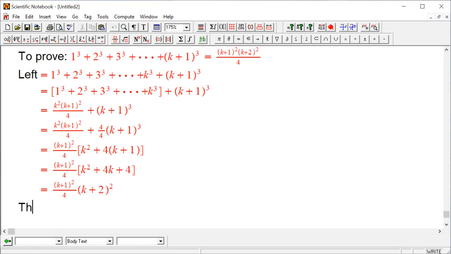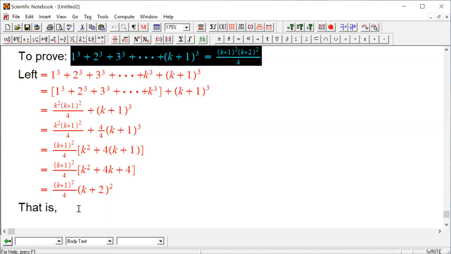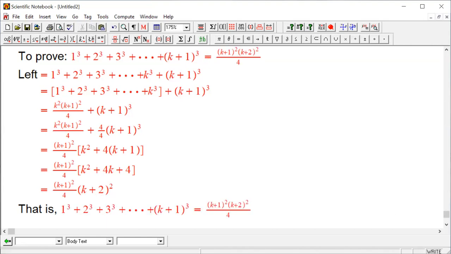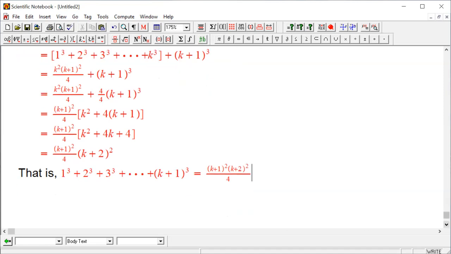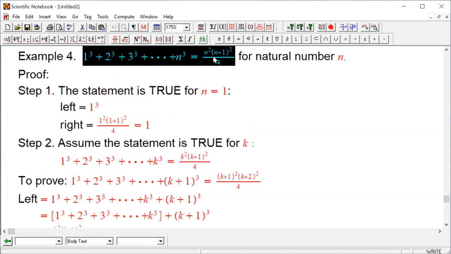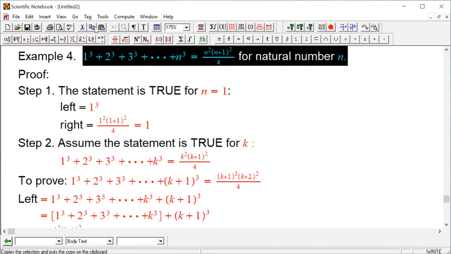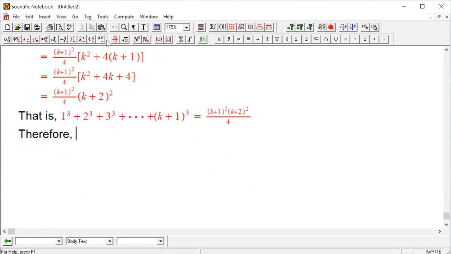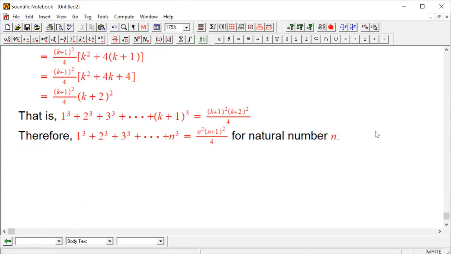So then you tell the reader, hey, I have proved it. So this has been proved. It's true for k plus 1. Okay, so now the conclusion. Therefore, the initial statement is true for all natural numbers. We followed the induction method to the T.